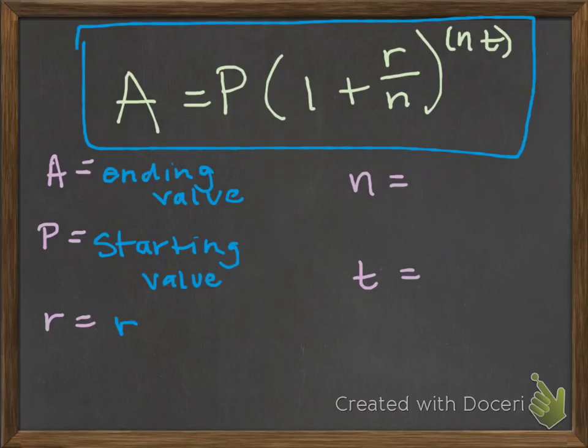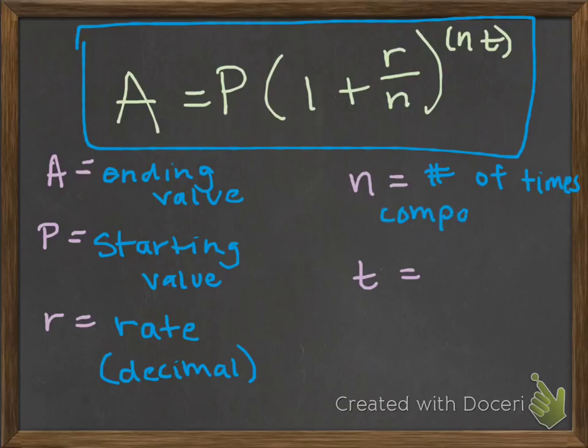P is your starting value. R is your rate, and you must always put the rate as a decimal when you use the formula. So that means your decimal moves 2 spots to the left when you're in percentage form. N is the number of times your interest is compounded, and what we mean by that is how many times a year you get interest. And T is your time.